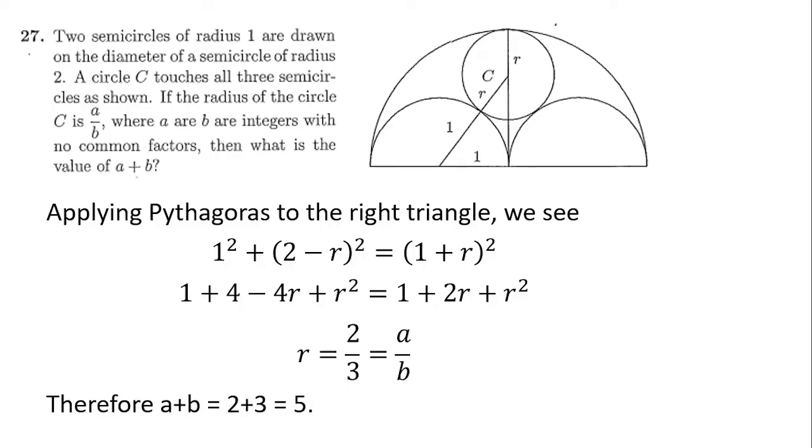So here we can just apply Pythagoras to the following right triangle, and we see that 1 squared plus 2 minus r squared equals 1 plus r squared. Then we can expand this out. The r's cancel, we solve for r, and we get r equals 2/3, which means a is 2, b is 3, and 2 plus 3 gives 5.